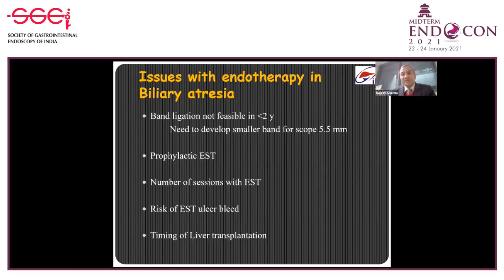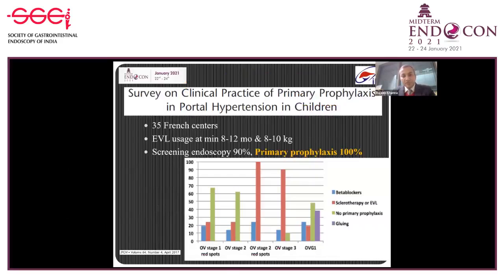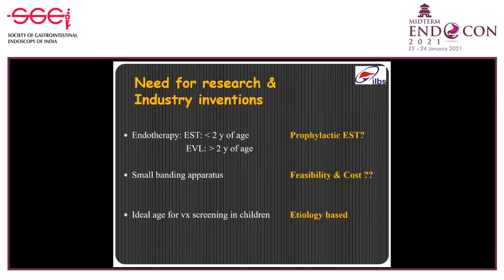And also when there is recurrent bleed, one should understand that this is the time for liver transplantation in biliary atresia. So this is the survey on the clinical practice of primary prophylaxis in portal hypertension from 35 French centers, where they have shown that almost all of them were using some sort of primary prophylaxis, either in the form of beta blockers or EST or EVL, but there is no generalized consensus. So there is need for research and industry inventions.